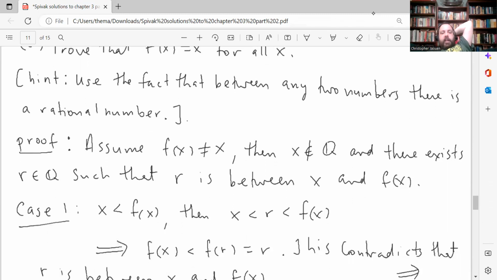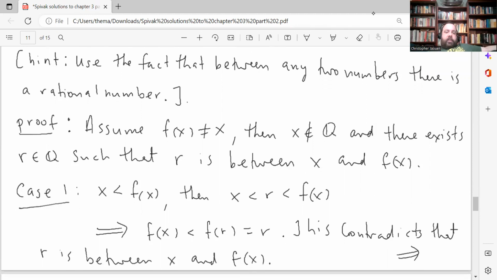Right, so here, assume that f of x is not x. Then that means that x is not rational because we already showed that f of x equals x for all rational values of x. Okay, and there exists a rational number r such that r is between x and f of x. That's by density of the rationals in the real numbers, meaning between any two real numbers you have a rational number. Right, so break this up into cases.